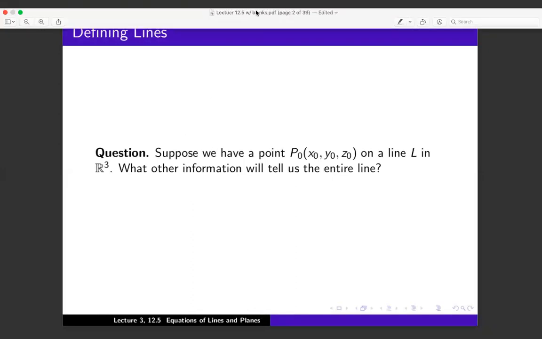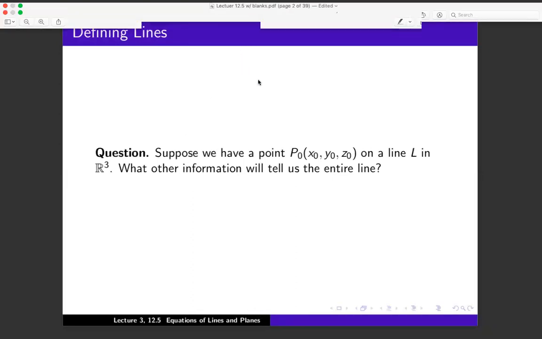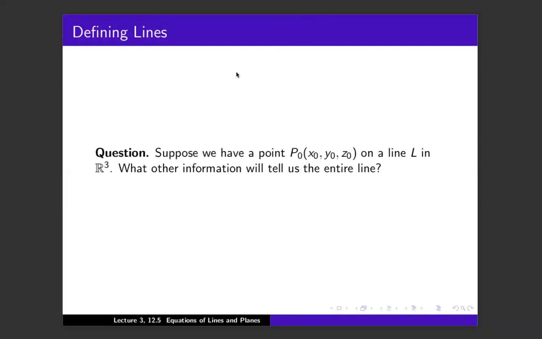So suppose that you've got a point that's sitting inside of space. I'm going to call the point P naught, x naught, y naught, z naught, sitting on a line L in R3. And what can tell us about the entire line? So the image that we should have in our mind is, here's our line, and here's a point. We're calling this P naught, x naught, y naught, z naught, and it's sitting on this line. So what else do we need to tell us about the entire line?